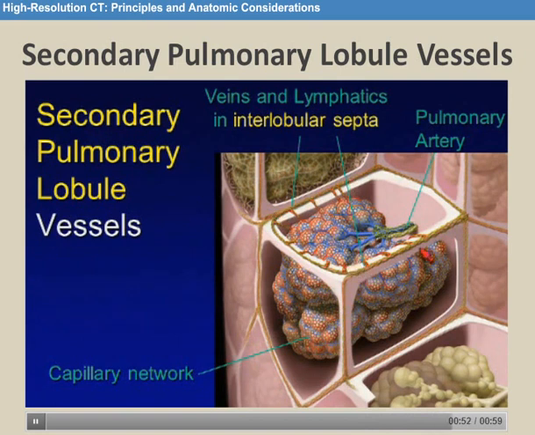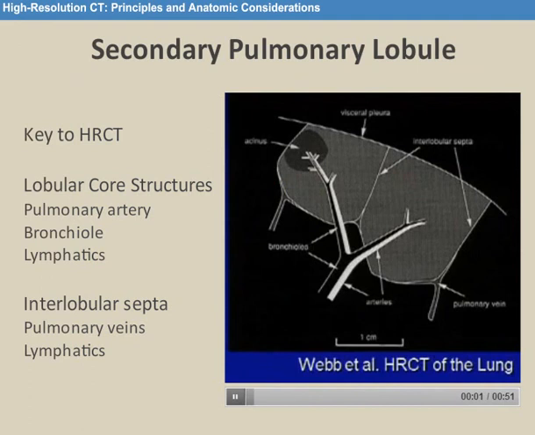They also extend along the subpleural region, and keep these lymphatics in mind later when we start talking about the perilymphatic pattern. We want to translate those concepts now into a two-dimensional illustration. This is a very nice illustration from Dr. Webb's book on high-res CT. It's in its 4th edition now. It's sort of the Bible of high-res CT, if you will.